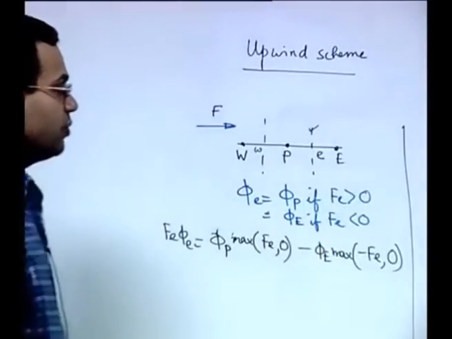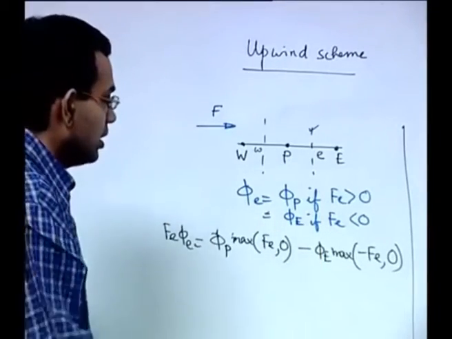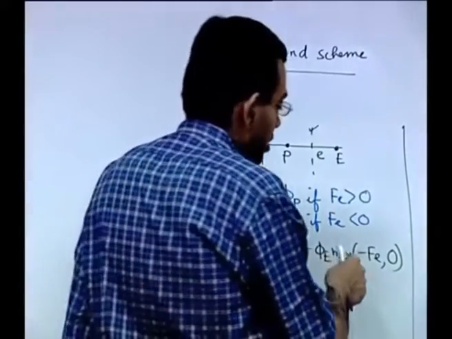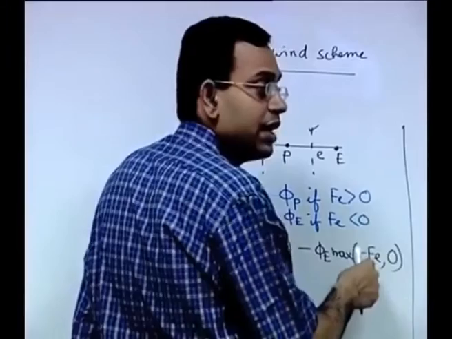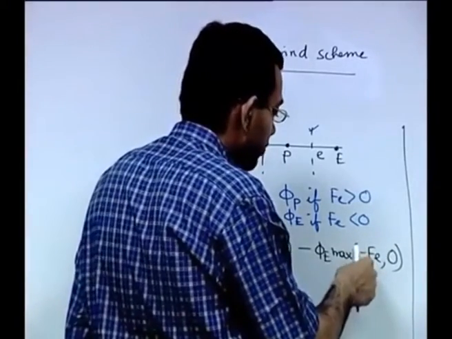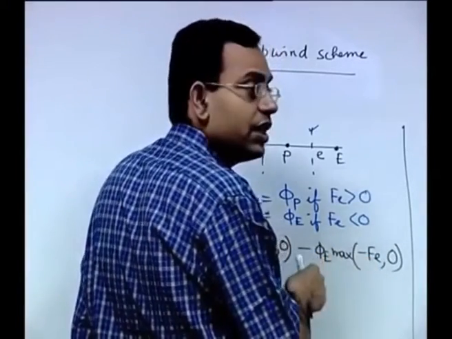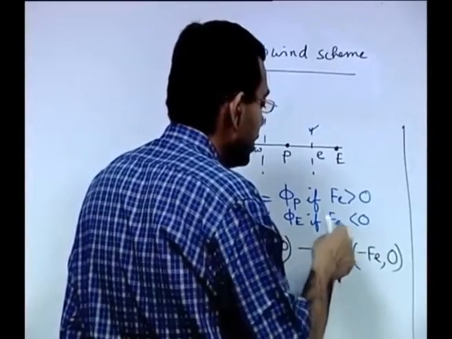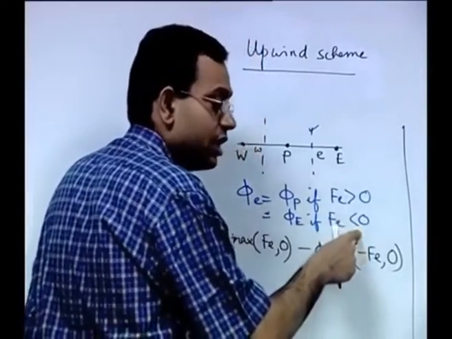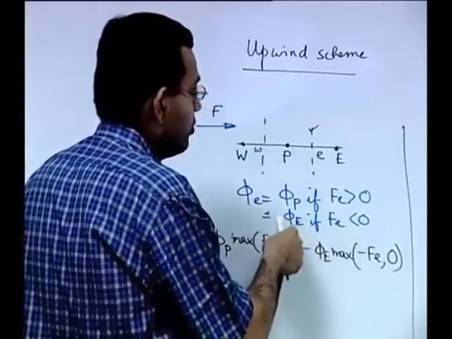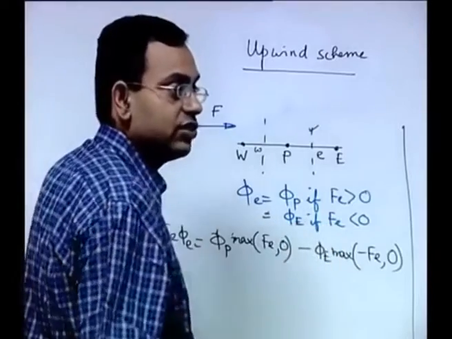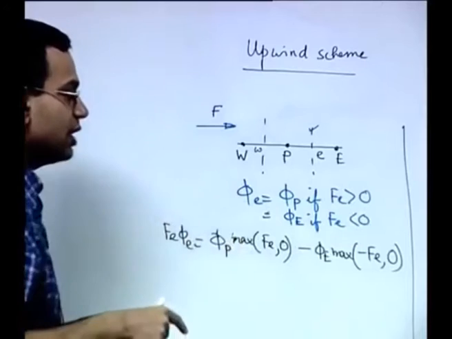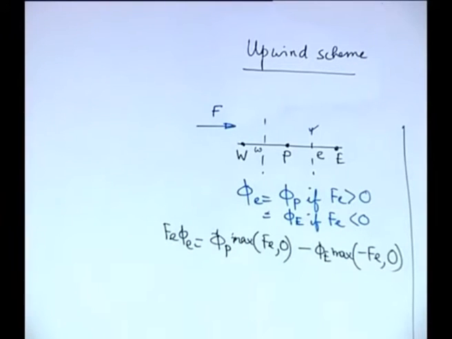Okay. If you consider F e less than 0, then max of F e and 0 is 0, and max of minus F e and 0 is minus F e. So minus F e into minus phi E becomes F e into phi E. So F e into phi small e becomes F e into phi capital E if F e is less than 0. In other words, phi small e equal to phi capital E if F e less than 0. So this expression combines the effect of both F e greater than 0 and F e less than 0.